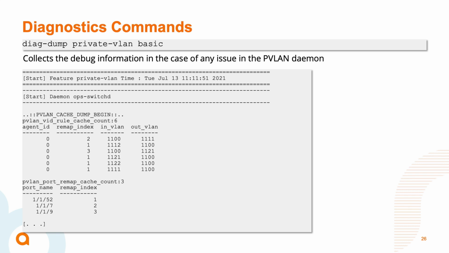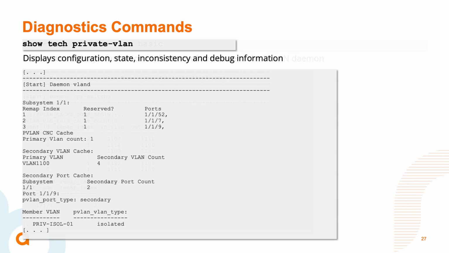The diag dump will give you a lot of information, every piece of information that is available on the private VLANs, and you may need to run this command if you have to escalate to our TAC. You collect this information and that's what you can share with them. You can also share with the TAC the ShowTech private VLAN output, and you will find here a lot of very good information.